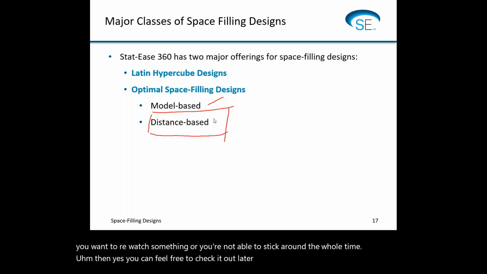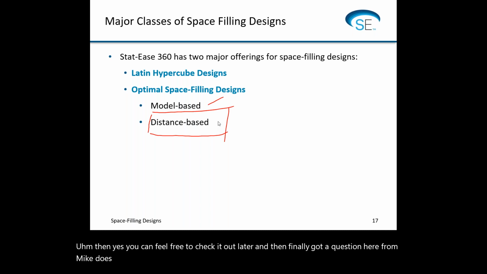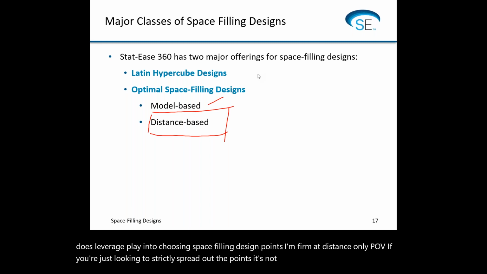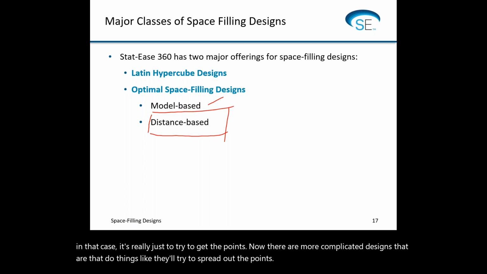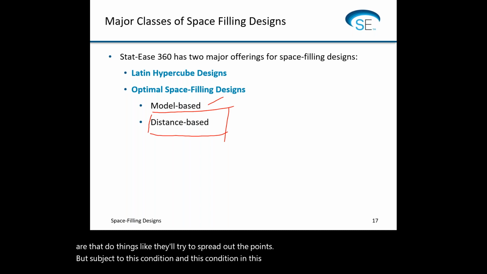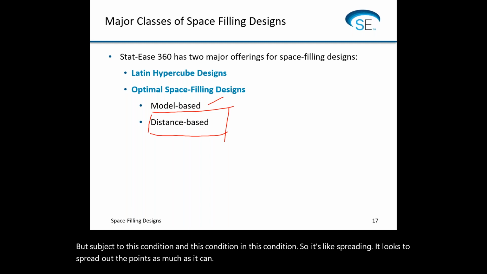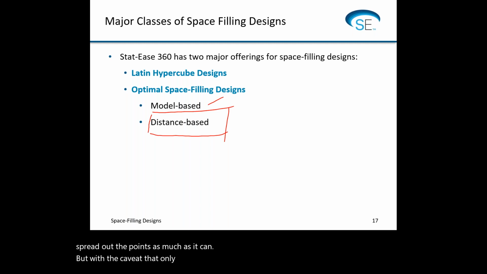And then finally, I got a question here from Mike. Does leverage play into choosing space filling design points from a distance only point of view? If you're just looking to strictly spread out the points, it's not really looking at the leverage in that case. There are more complicated designs that try to spread out the points, but subject to this condition and this condition and this condition. It looks to spread out the points as much as it can, with the caveat that only 50% of the points are on the edge of the space and maybe the other 50% are somewhere near the center.